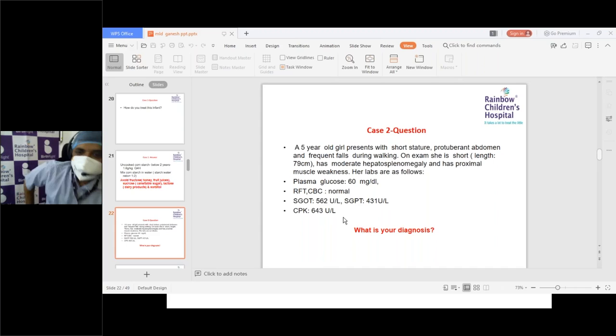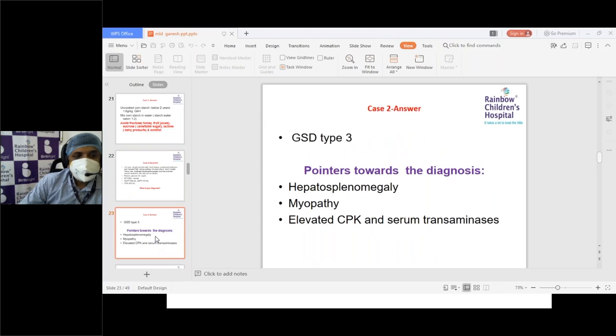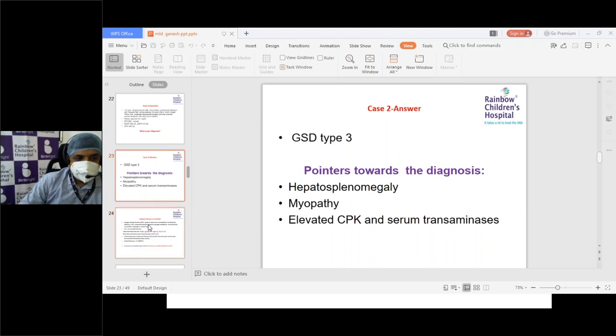So short stature, hepatosplenomegaly, elevated serum transaminases, and CPK. The most important thing will again be a glycogen storage disorder. Since this has involved the liver and the muscle, this probably fits the diagnosis of glycogen storage disorder type 3. So the pointers towards the diagnosis are hepatosplenomegaly, myopathy, elevated serum CPK, and elevated serum transaminases.